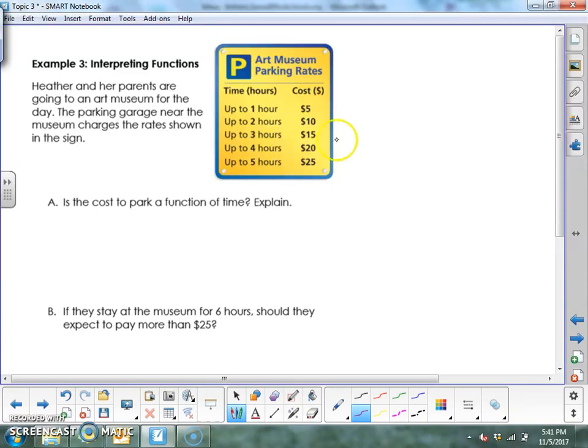So for this, you're looking at your input. For this, our input is our time, because the cost to park is depending on how long they are parking. So this time is our input, and our cost is our output of our function. Again, that's the same as saying x versus y. So they're asking, is the cost to park a function of time?